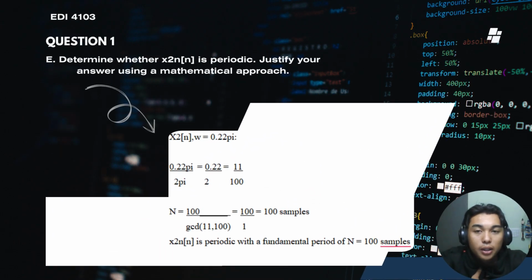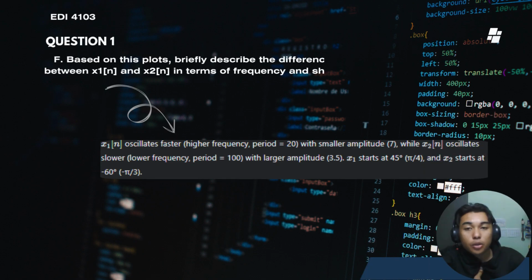Okay, for question 1E, this is the mathematical approach for the X2N. Okay, for question 1F, this is the difference between X1N and X2N.